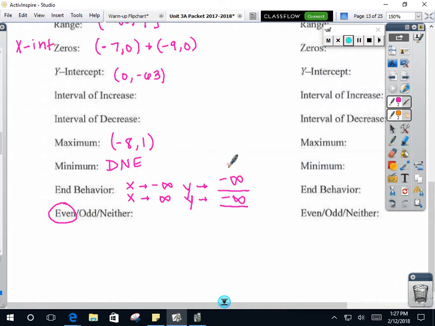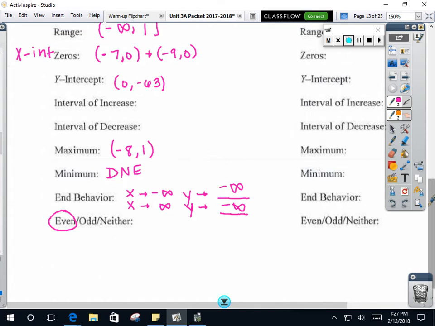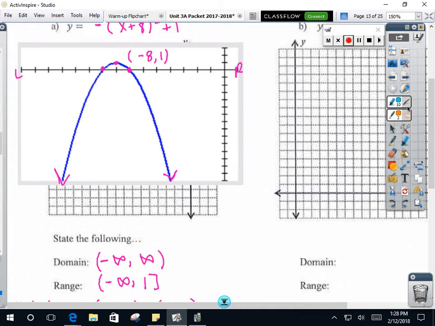Okay, now let's talk about intervals of increase and decrease. When you are talking about intervals, you only care about x values. So keep that in mind. That's the hardest part about this, is remembering that we only care about x values. Okay, if you leave this vertex, okay, which way would be increasing? This side or this side?